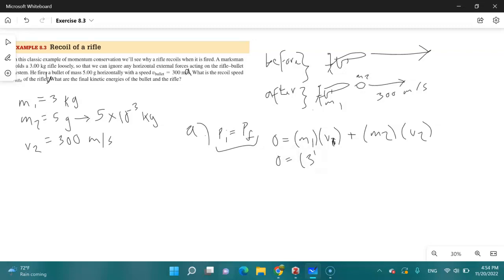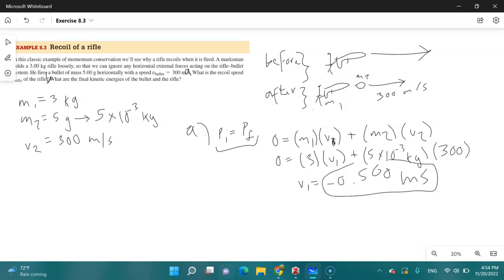So here we know it's 3 kilograms. And then we know that this here is 5 times 10 to the negative 3 kilograms. And then the velocity of the bullet is 300 meters per second. So once we solve all of this and isolate the velocity of the rifle, it's negative 0.500 meters per second. And it's significantly smaller than that of the bullet because it's going in the opposite direction.